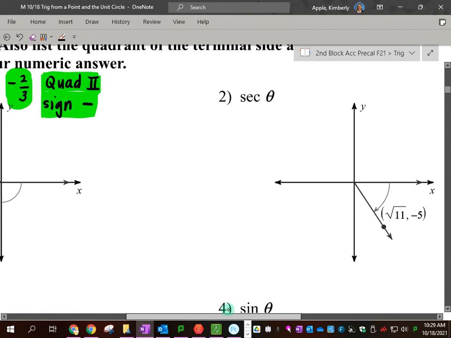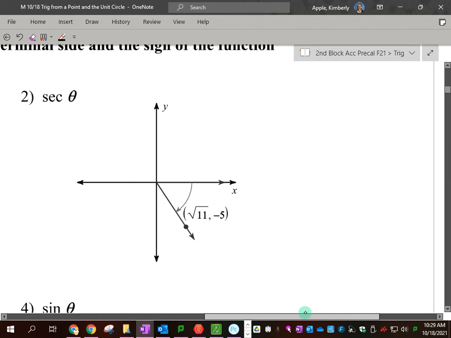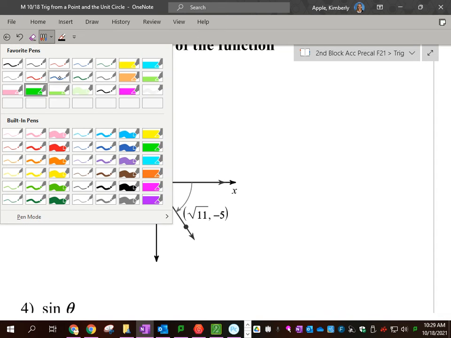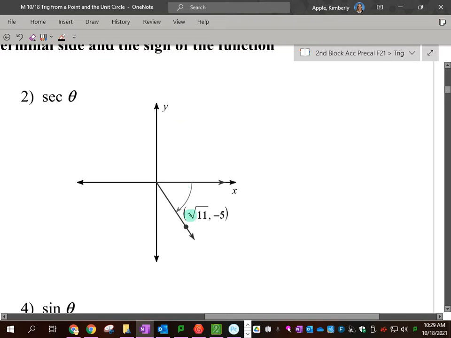Let's do the secant of theta. And notice now I'm in a completely different quadrant, and so my triangle is going to be drawn sort of different, but I'm just going to go directly to that x-axis, okay? Let me show you what not to do. Do not do this. This is not your triangle. This is not it, okay? It's the one with the x-axis.